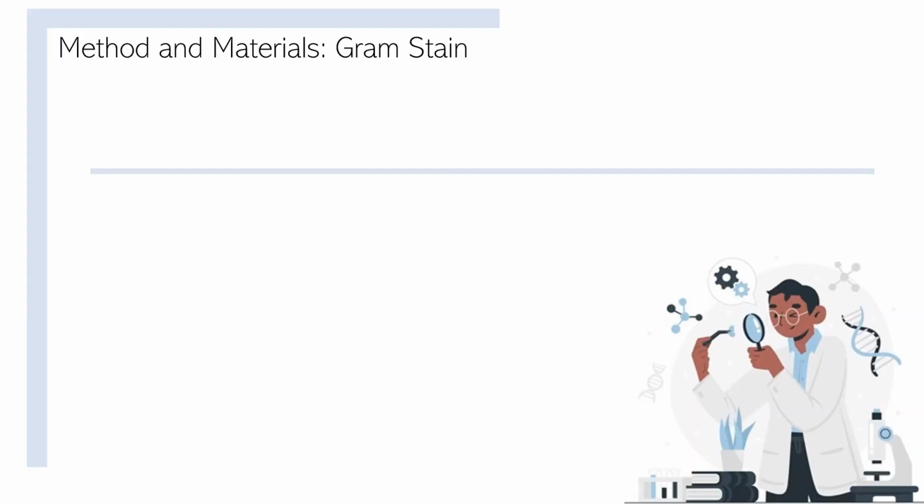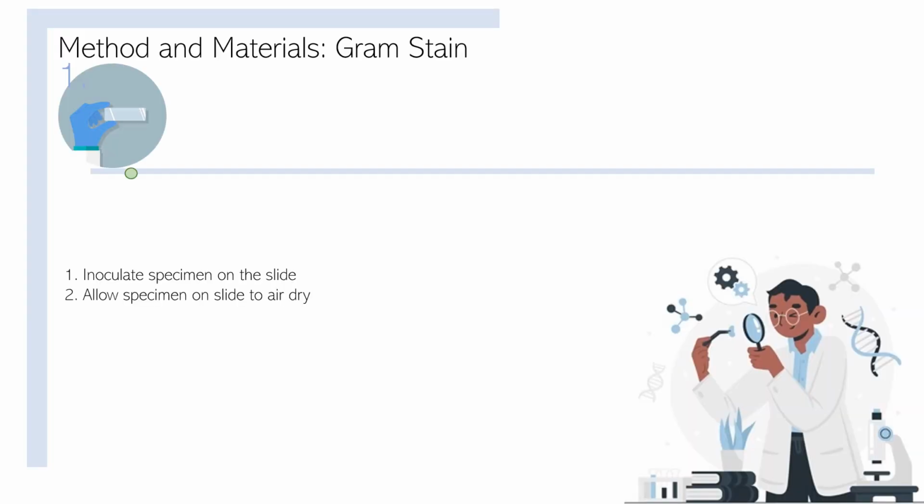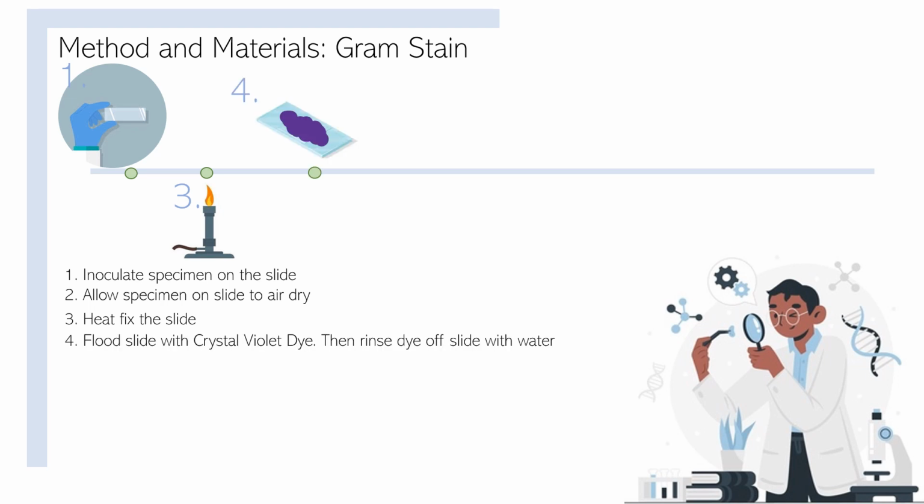Methods and materials for gram stain. I inoculated the specimen on a slide and allowed the specimen on the slide to air dry. Then I heat fixed the slide by passing it through the Bunsen burner 3 passes. I flooded the slide with crystal violet dye and let the dye sit for 1 minute, then rinsed the dye off with water. I flooded the slide with gram iodine, then let the dye sit for 1 minute, then rinsed the slide off with water.